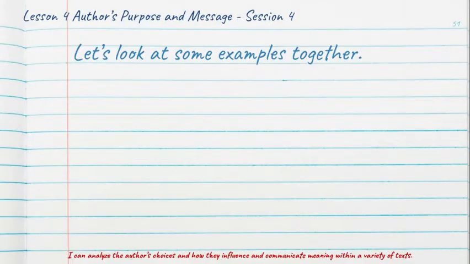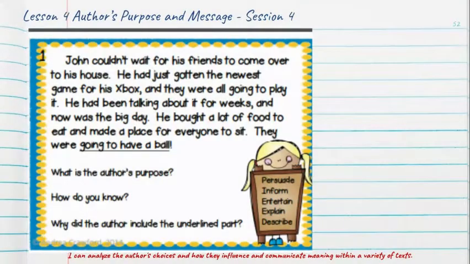So let's look at some examples together. John couldn't wait for his friends to come over to his house. He had just gotten the newest game for his Xbox, and they were all going to play it. He had been talking about it for weeks, and now was the big day. He bought a lot of food to eat, made a place for everyone to sit. They were going to have a ball.